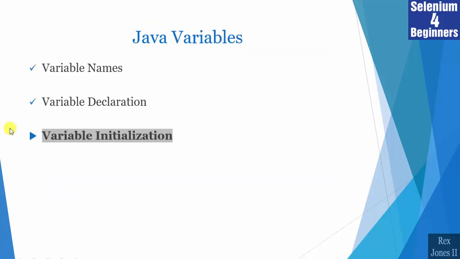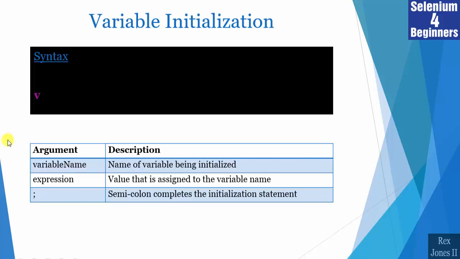The last phase for variables is variable initialization. Variable initialization is when we give an initial value to a variable before the value is used in our program. There is a left side and right side of every variable initialization statement. The left side displays a variable name, while the right side displays an expression. An expression is a value assigned to a variable name.